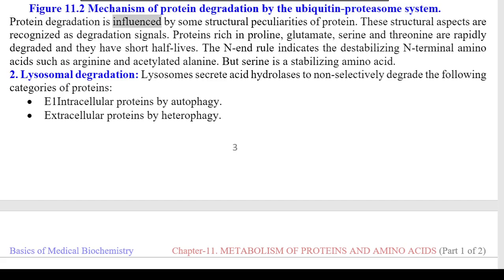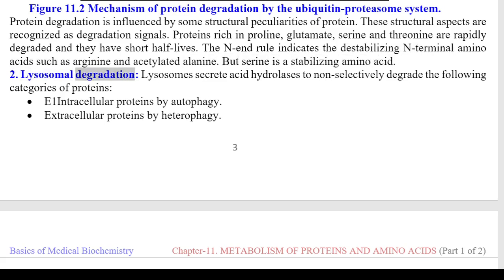Protein degradation is influenced by some structural peculiarities of protein. These structural aspects are recognized as degradation signals. Proteins rich in proline, glutamate, serine, and threonine are rapidly degraded and have short half-lives. The N-end rule indicates the destabilizing N-terminal amino acids such as arginine and acetylated alanine. But serine is a stabilizing amino acid.